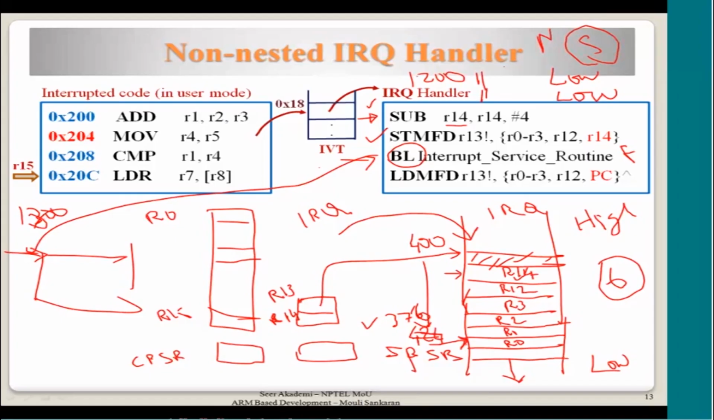Please remember where it is supposed to come back. Now it comes from here to this place, and someone has to store this address, right? Who does it? Because you are executing a BL instruction, automatically the R14 of IRQ saves the address. Assume if it is 1200, this will be 1204, this instruction will be 1208, and this will be 120C. So R14 now will have the value, let me write it.